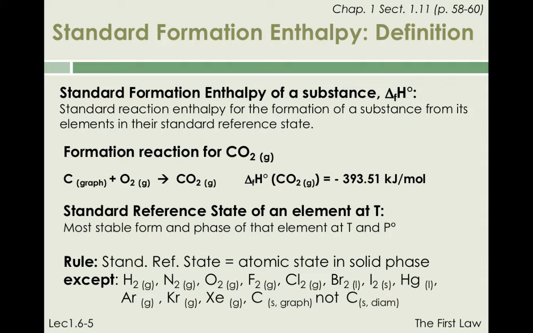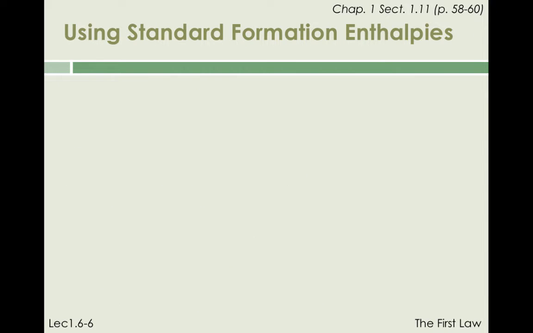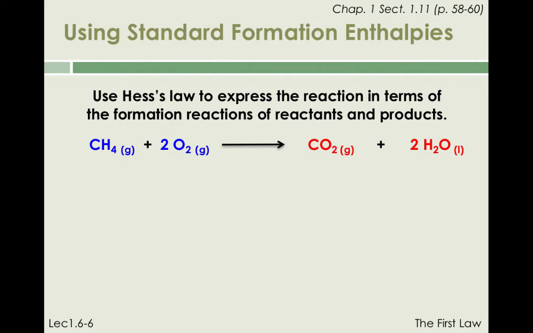For mercury, it is atomic mercury liquid. For argon, krypton, and xenon, it is the atomic gaseous form of the noble element. And for carbon, it is the solid graphite form of carbon, not diamond. In the next 2 slides, we will review how we use the standard formation enthalpies to calculate a standard reaction enthalpy. To start with, let us consider again the combustion reaction for methane and use Hess's law to express this combustion reaction in terms of the formation reactions for reactants and products involved in the reaction.